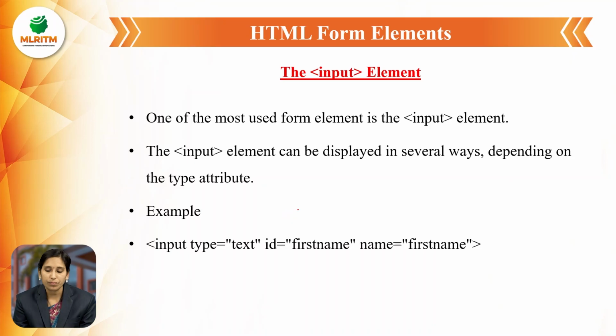So next, what are the elements we are using in HTML forms? The first one, the input element, I already discussed in the previous slide. It is the most useful form element. An input field can be displayed in several ways, depending on the type attribute. For example, input type equals text, id equals first name, and name equals first name. So the input type is text, which means a text field.